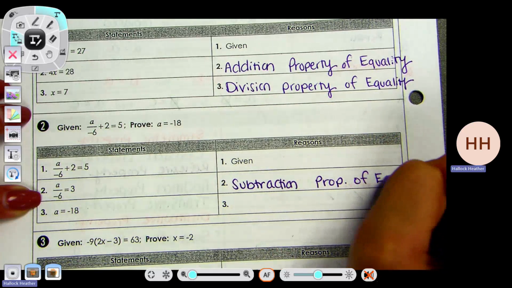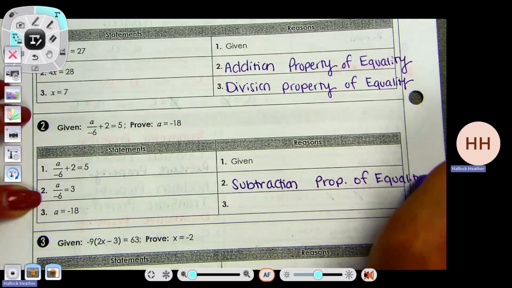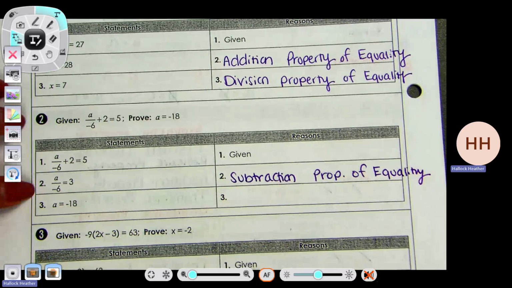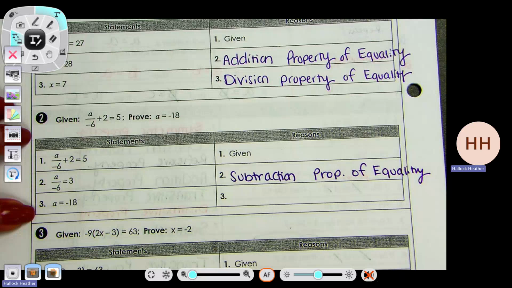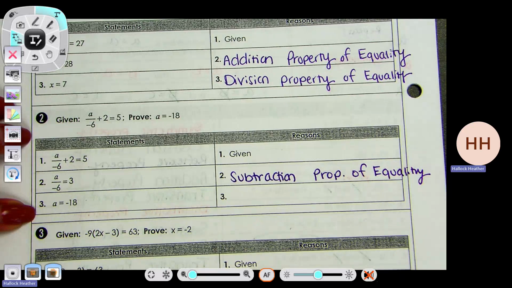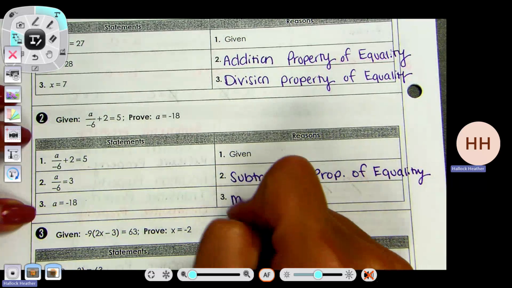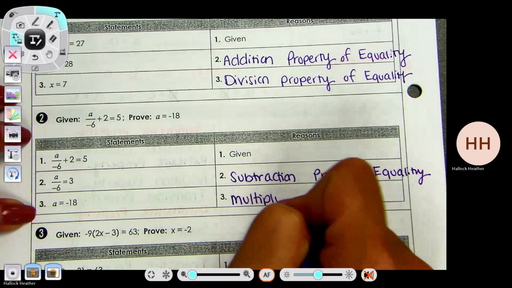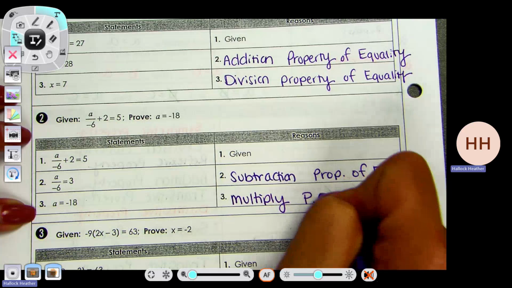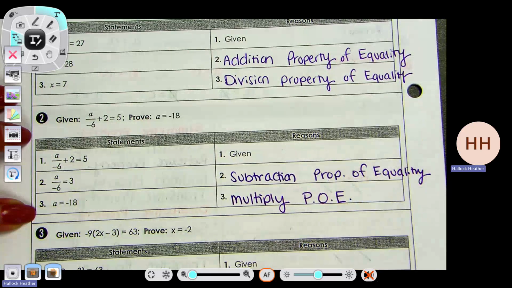We're going to shorten it in the next thing I'm going to show you right now because I'm tired of writing it as well. And then from step 2 to step 3, what did they do? They multiply. The opposite of division is multiplication. So we're going to say multiply property of equality. We're going to shorten it to POE instead of writing out property of equality because that's annoying.